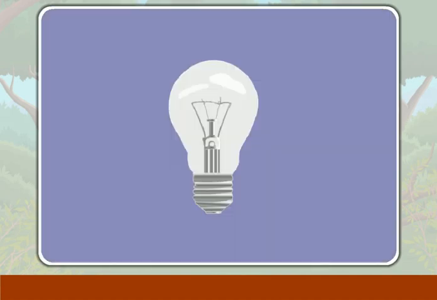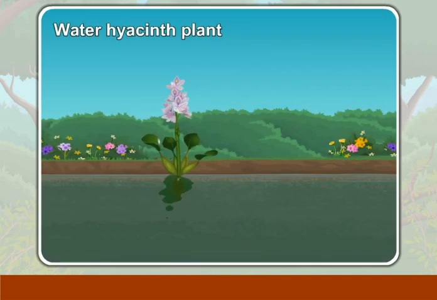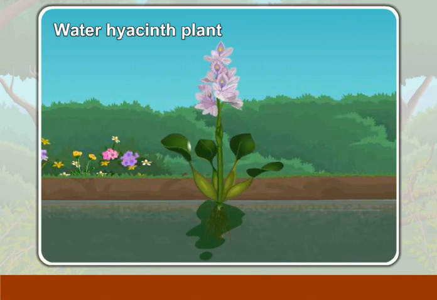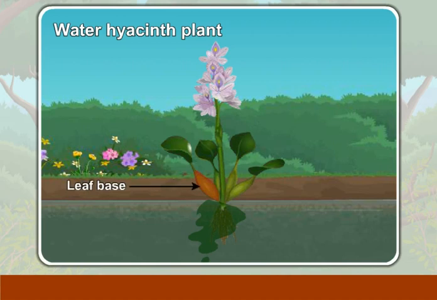Students, you must have seen an electric bulb, haven't you? Now have a look at the leaf of this water hyacinth. Did you see a bulb-like structure at its base? The water hyacinth plant has bulb-like leaf base. The bulb-like leaf base is also known as the bulbous leaf base. So, the water hyacinth leaf has bulbous base.